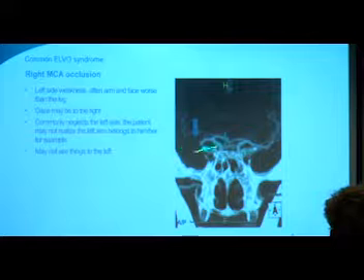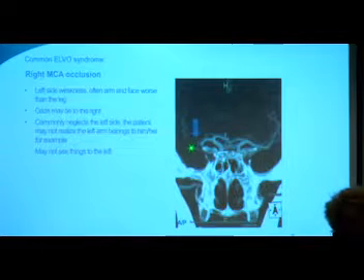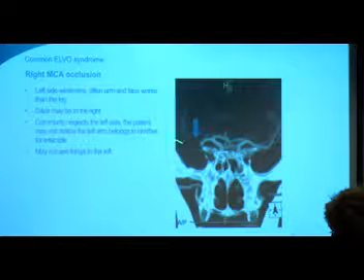That's how a right MCA occlusion looks. Again, just opposite of our previous case. In this case, patient is going to be gazing to the right. Right MCA occlusion, patient looking to the right, left-sided symptoms with arm, face, and leg weakness.